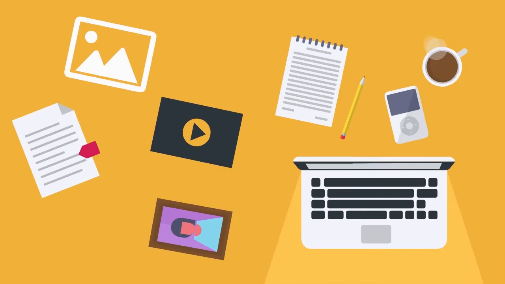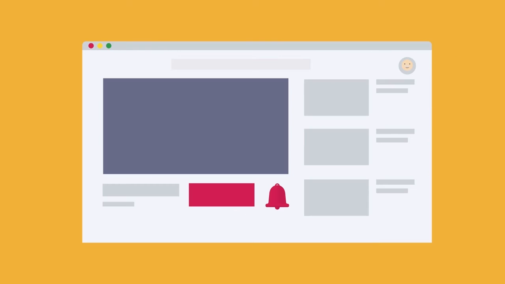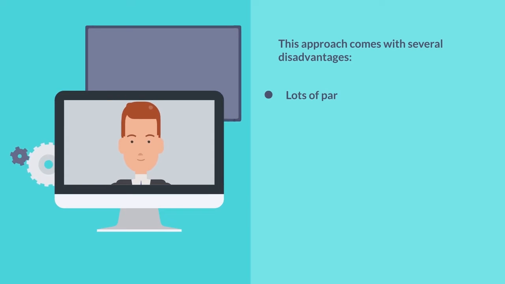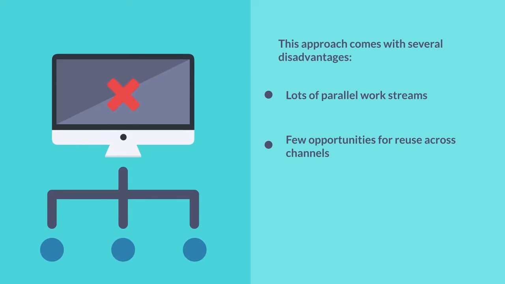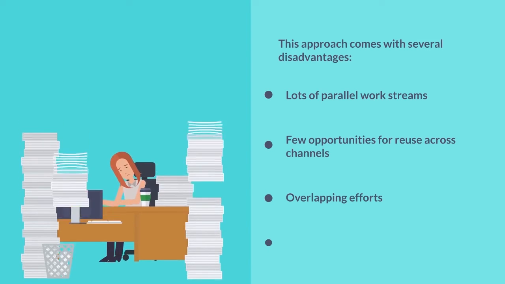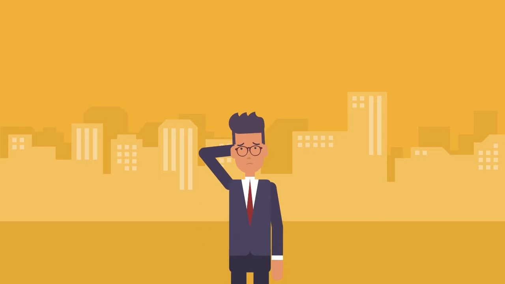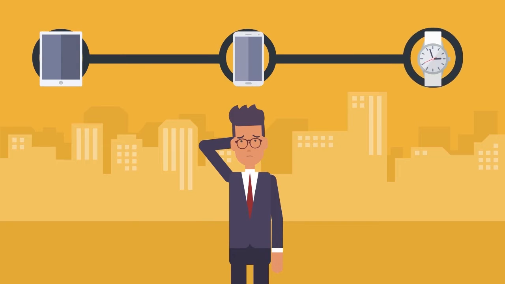In most organizations, content is authored and managed in the same channel where it's going to be published. This approach comes with several disadvantages. Lots of parallel work streams, few opportunities to reuse across channels, overlapping efforts, and risk of inconsistencies. With the number of marketing channels always expanding and the expectations around content rising, we need a plan to tackle this. Step 2. Define the process of content creation.